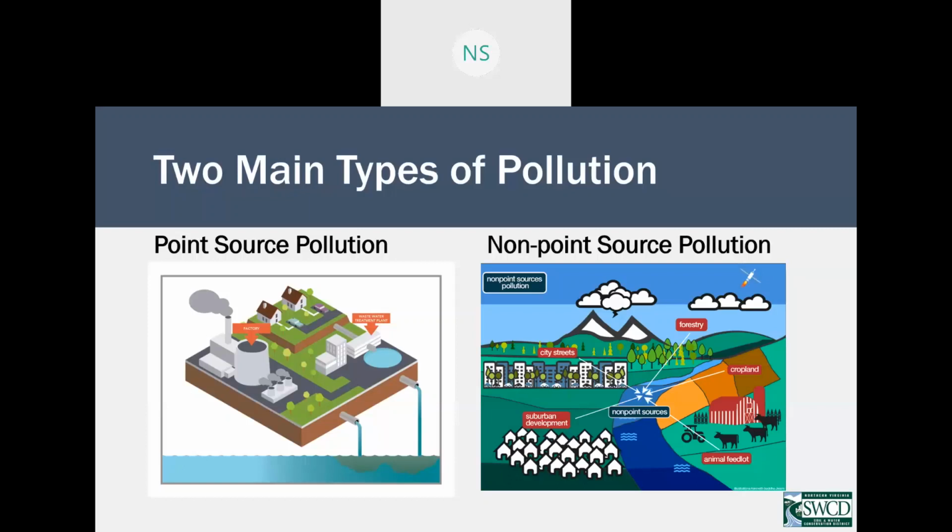So anything that would happen on a city street, so maybe somebody drops a cigarette butt and then that makes its way in there. Anything that happens on a suburban development, somebody doesn't clean up after their dog, that makes it there. Anything that happens on a farm, we have too much fertilizer put on the crops, for example, and that makes it into the water. That's another type of non-point source pollution.